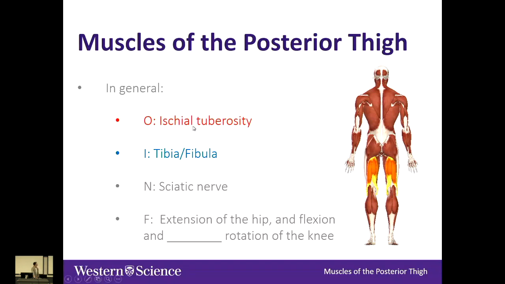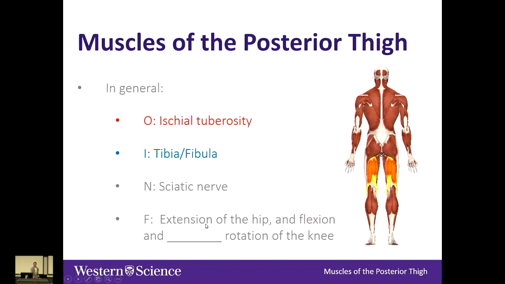In general, they originate on the ischial tuberosity, just like that adductor magnus portion that we saw, and they insert onto a couple of different parts on the tibia and the fibula, which might vary a little bit, but it always is going to cross the knee joint. So no matter what, all these hamstrings are going to do something at the knee. They're all innervated by the sciatic nerve, because they're all at the back of the leg, so that makes it easy.